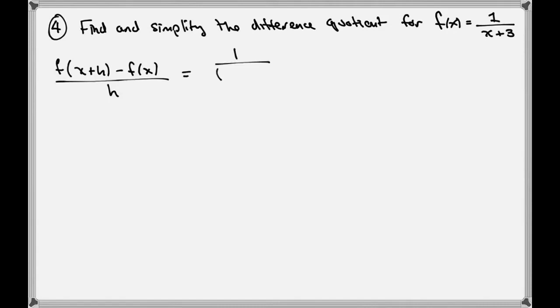First thing we need to do is evaluate our function. So I'm going to take 1 over x plus 3. Well, that's the function, so I need to put for the input here x plus h for the first term. I then need to subtract from it f of x itself, so exactly as it appears here, I'll subtract 1 over x plus 3, and then we'll divide everything by h.